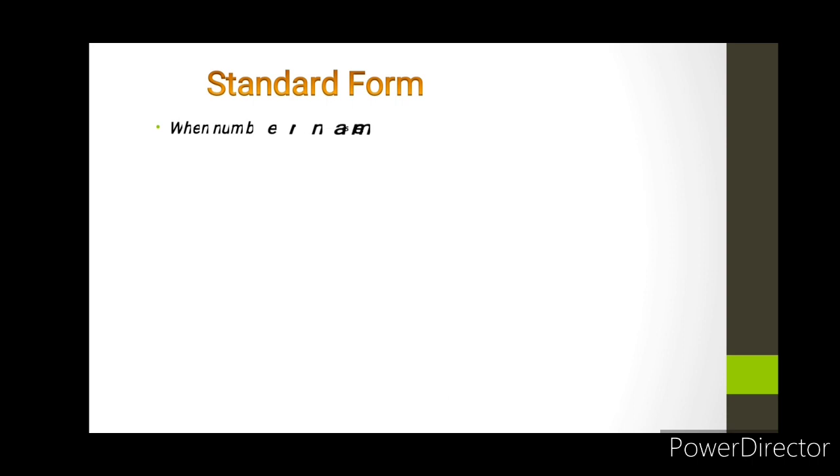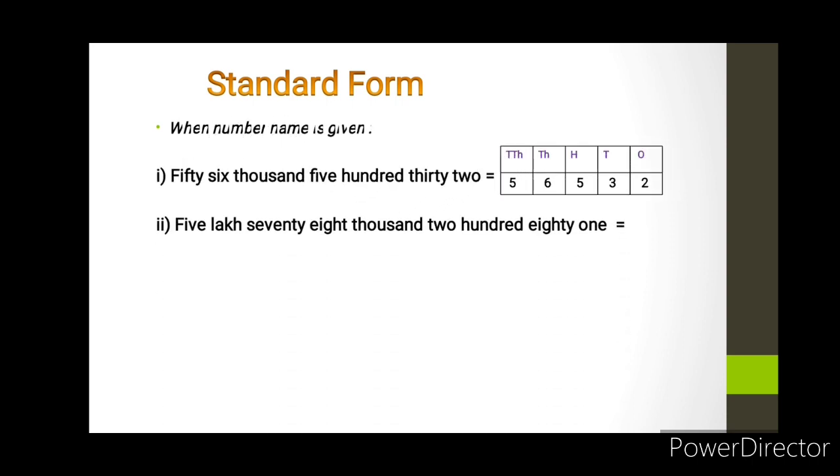Now let's see one more topic which is similar to this. Standard form when number name is given. In the previous lecture we have learned how to write a number in words. Now in this lecture we are going to write a number with the help of these words. That means with the help of number name. So same rule, first we are going to write all the places and then we are going to read the number name carefully. Okay, so places are written.